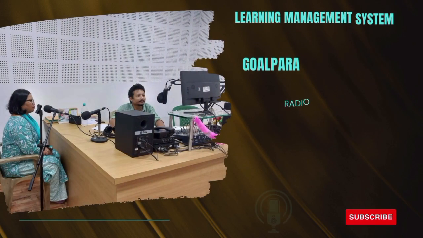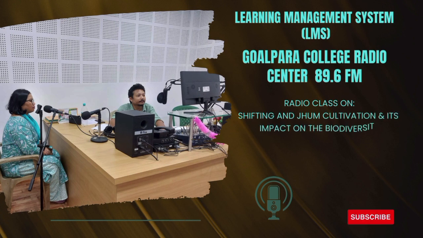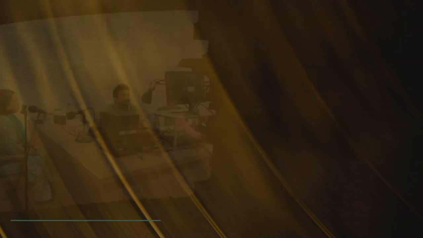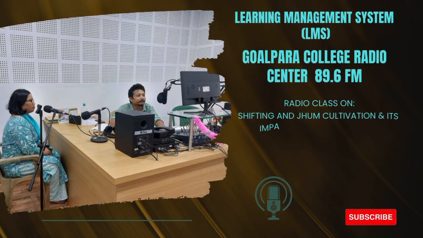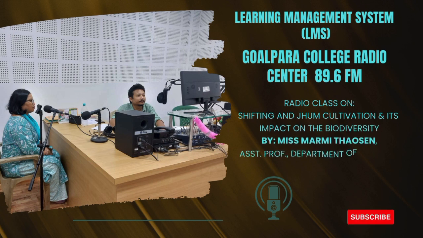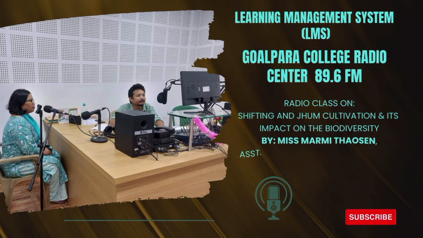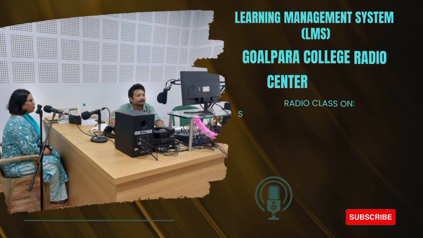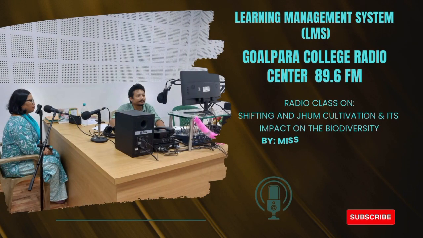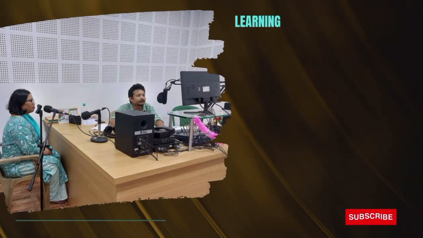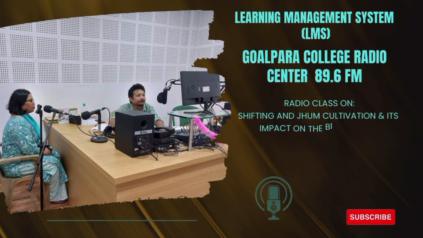The first one is agroforestry. So, what is agroforestry? Agroforestry is a farming system that integrates trees and crops on the same land. The trees that are planted in the agroforestry systems can provide habitat for wildlife, reduce soil erosion, and improve the microclimate. Agroforestry can be used as an alternative to Jhum cultivation, as it provides similar benefits to Jhum cultivation, such as soil fertility and crop productivity, while also promoting biodiversity.